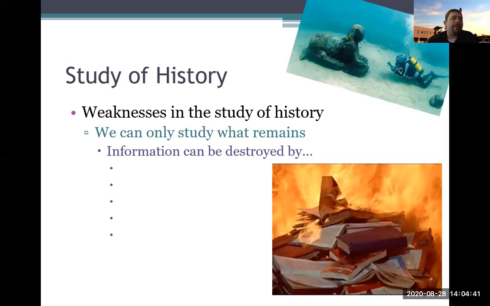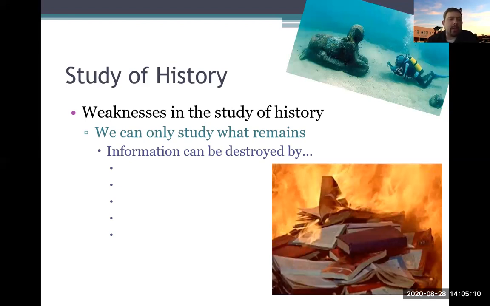Floods come, fires come, hurricanes come. All these things can take away valuable information that could have told us so much more about what happens in a civilization's history. In a similar but yet different area, weather can also destroy information. So we have natural disasters, but we also have weather. And weather is more of a long, slow process.